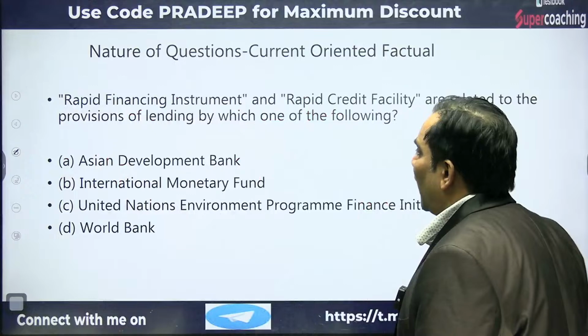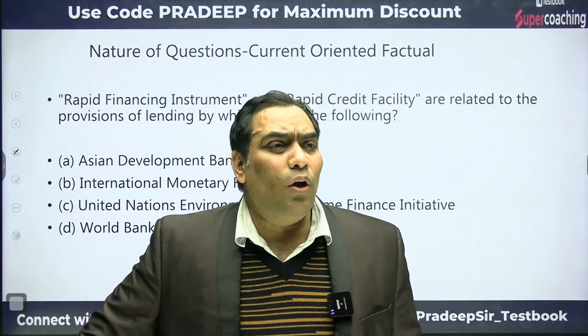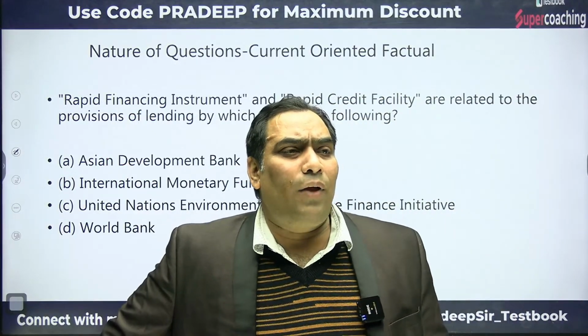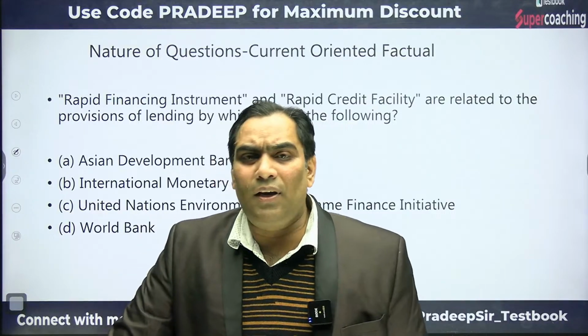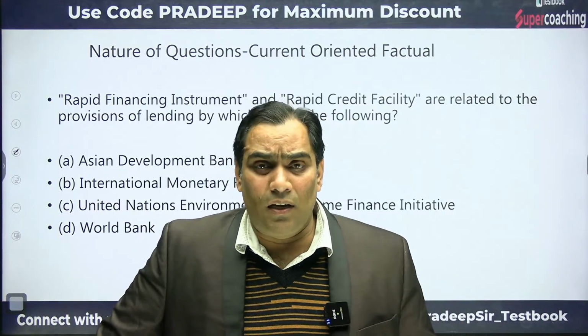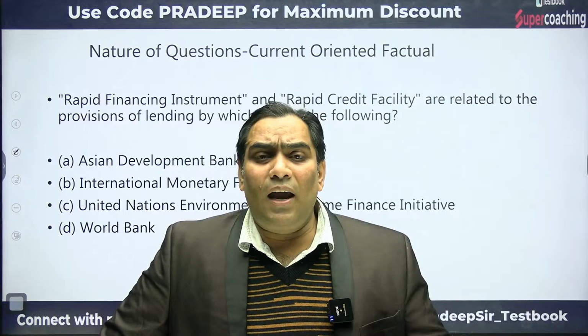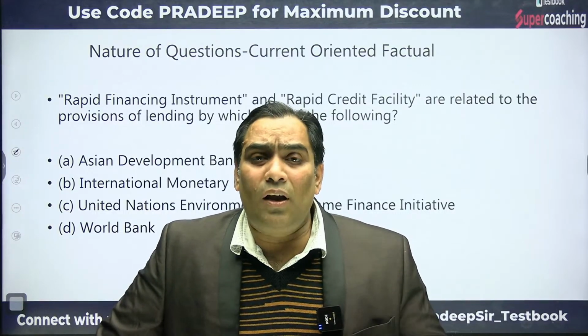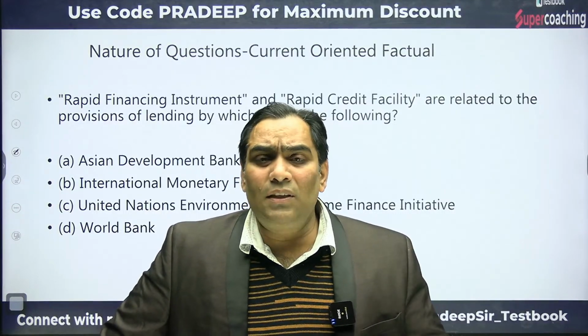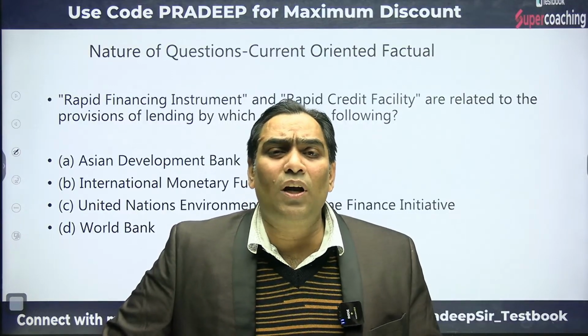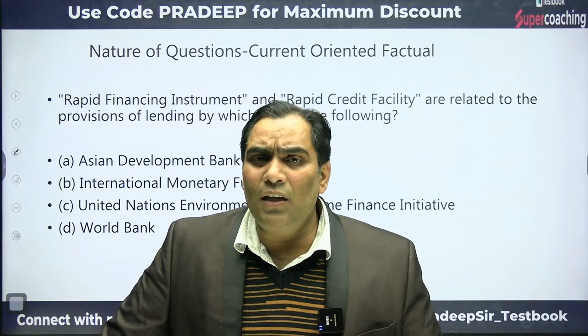And why is it a current oriented factual question? Because they are going to ask about the Rapid Financial Instrument or Rapid Credit Facility. They have not asked what a rapid credit facility is, which would be conceptual. They have asked from which institution it is related to. So that is nothing but facts.